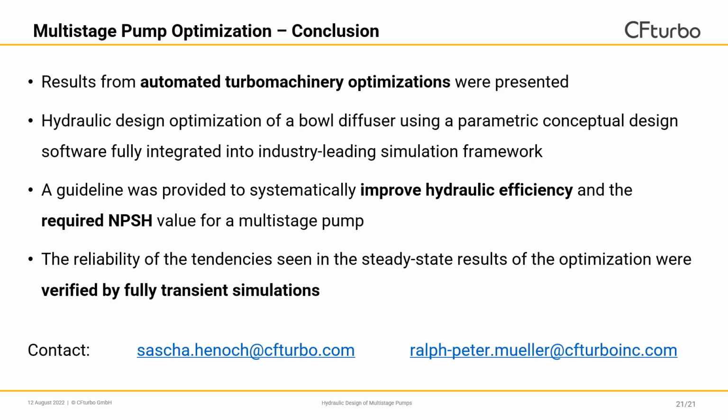In this session, we presented results from automated turbomachinery optimizations. We showed the hydraulic design optimization of a bowl diffuser using a parametric conceptual design software, which was fully integrated into an industry-leading simulation framework. Additionally, we provided a guideline to systematically improve the hydraulic efficiency and the required NPSH value for a multistage pump. And what was interesting is that the reliability of the tendencies seen in the steady-state results of the optimization was verified by fully transient simulations.